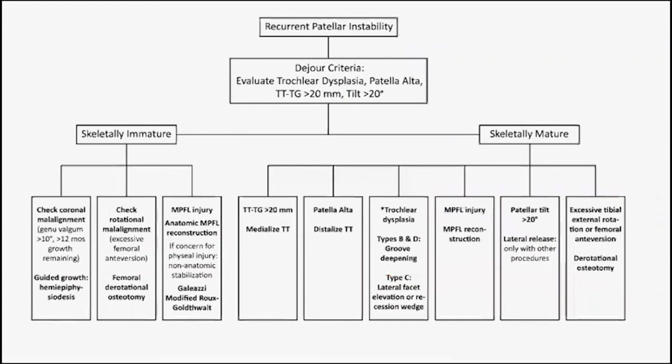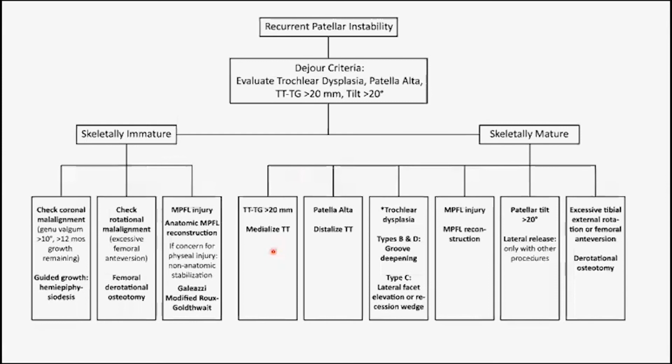In summary, in a patient with recurrent patellar dislocation and skeletally immature, we'll check for the coronal malalignment. If we have a genu valgum more than 10 degrees and potential for growth more than 1 year, we'll do hemiepiphysiodesis. In case of rotational malalignment, we'll do femoral derotational osteotomy. Medial patellofemoral ligament reconstruction is anatomical if the patient is near skeletal maturity, non-anatomical if the patient has potential for growth.